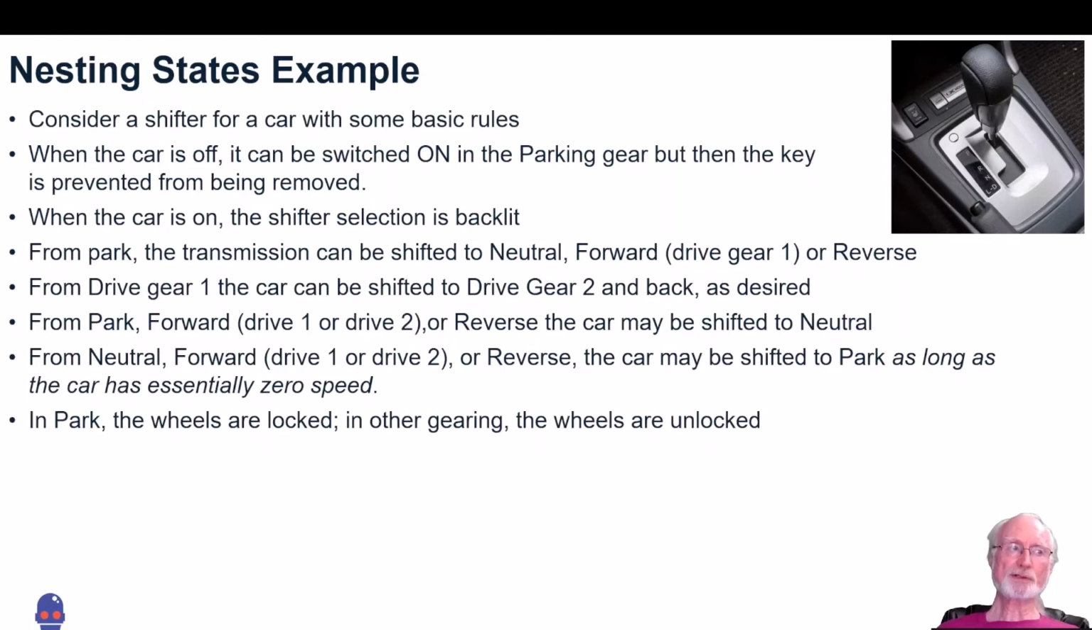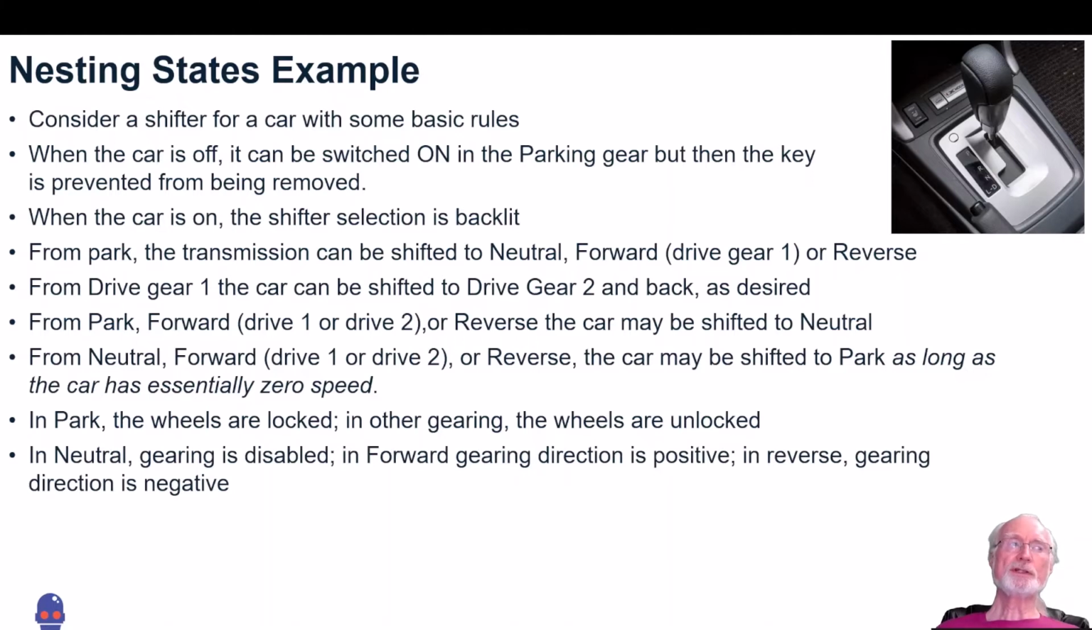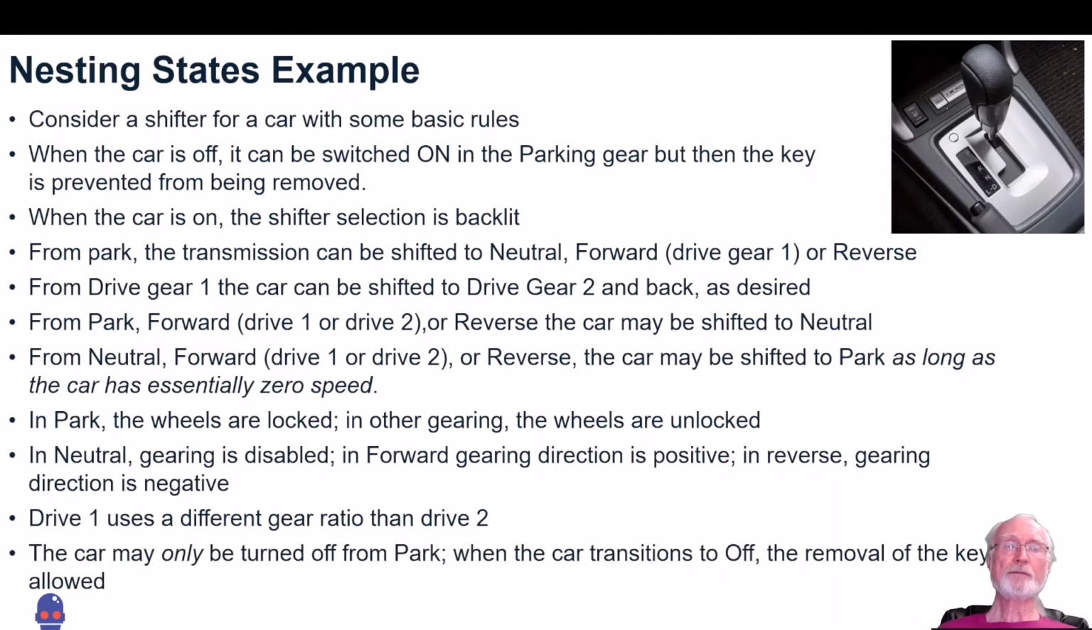When in park, wheels are locked. Otherwise, wheels are unlocked. When in neutral, gearing is disabled. If you're in one of the forward gears, drive 1, drive 2, gearing direction is positive. In reverse, gearing direction is negative. Drive 1, drive 2 use different gearing ratios. You can only turn the car off from park. When it transitions to off, then you can remove the key.